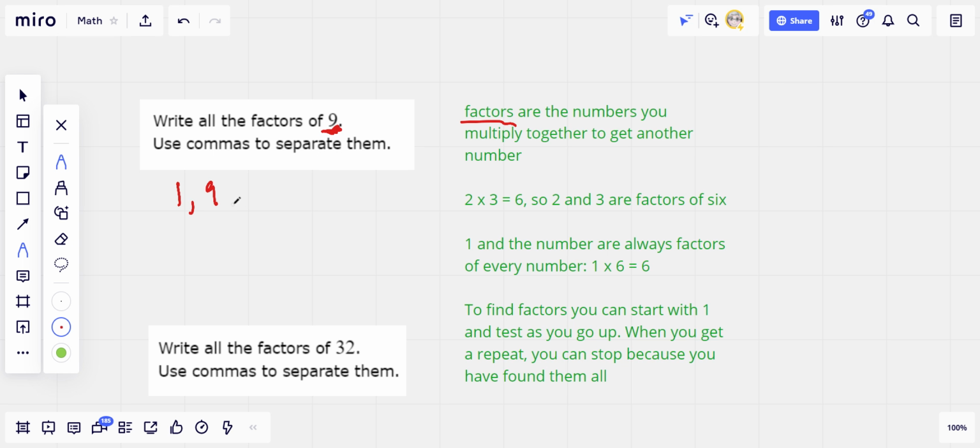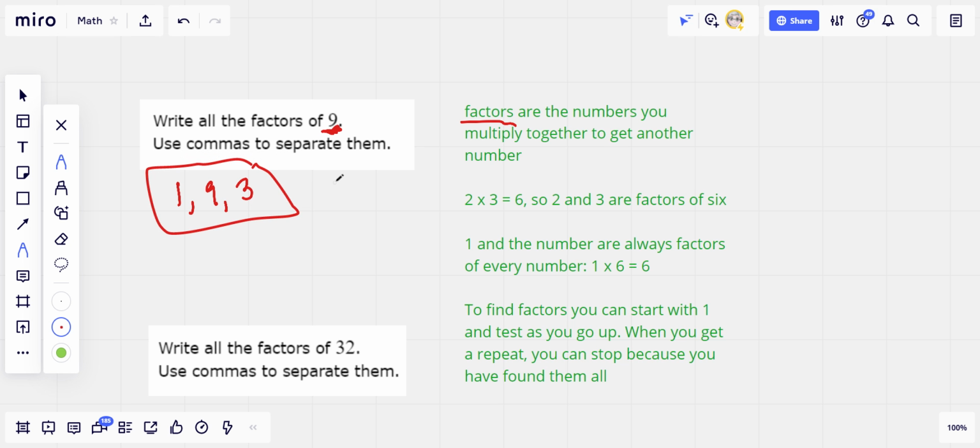So let's go up to 3. Yeah, 3 times 3 is 9, so 3 is a factor. I only have to list that once because it's not necessary to put 3 comma 3. 3 is a factor. 3 times itself is 9. And actually, the minute that you get a repeated factor, so we got 3 times 3, then you're done. You've listed all the factors. So these are all the factors of 9.